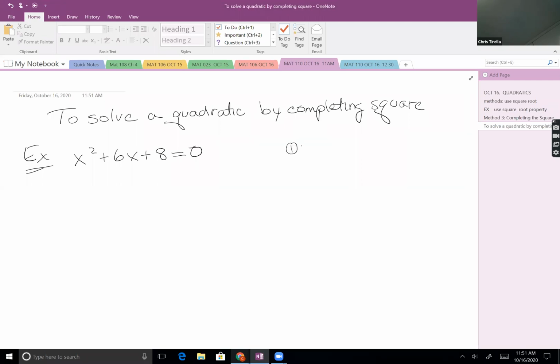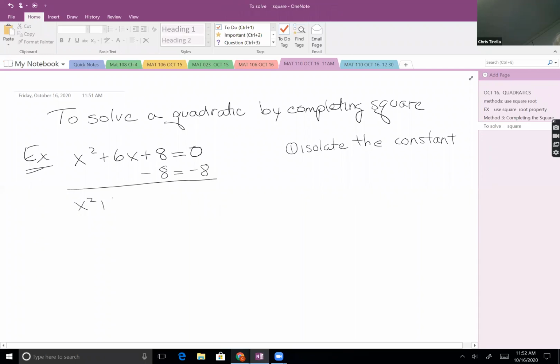The first thing that I want to do is isolate the constant. So I want to get all of the variables on one side of the equation and the constant on the other. Which means over here, is everybody right? The constant term is 8. So I'll subtract 8 from both sides, giving me x squared plus 6x. I'm going to leave a plus in there, but I'm going to have a blank.